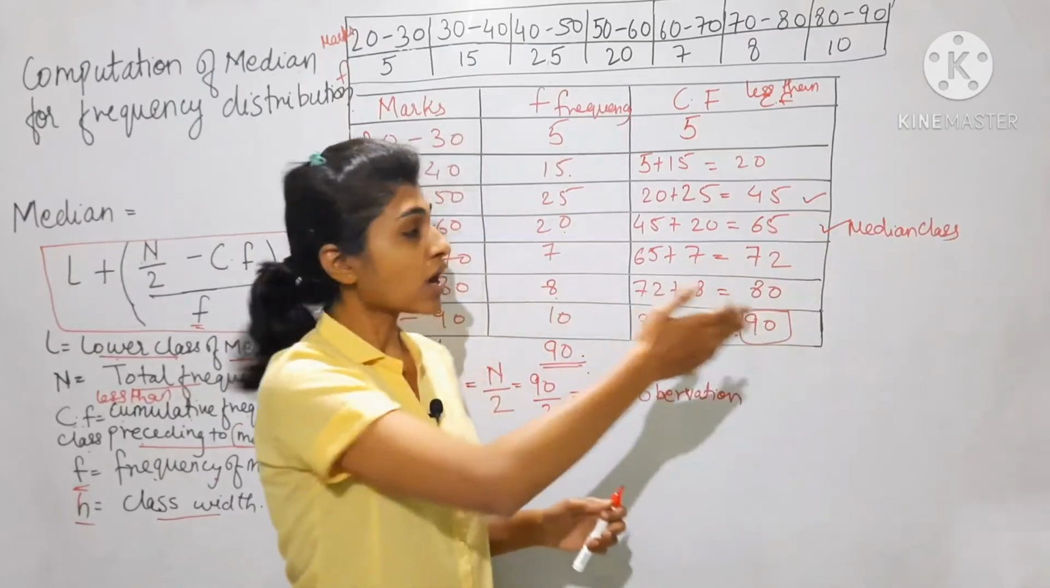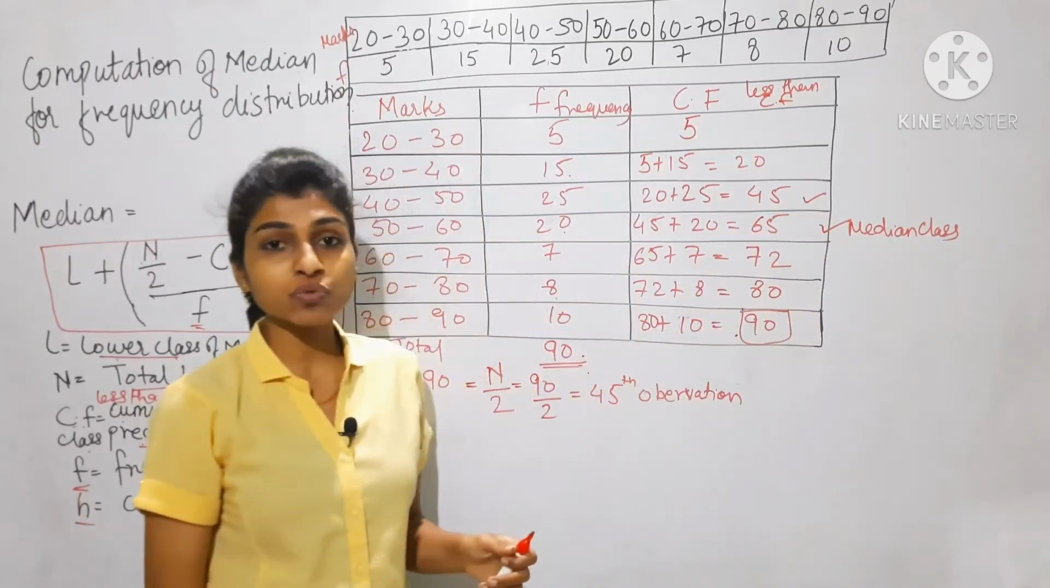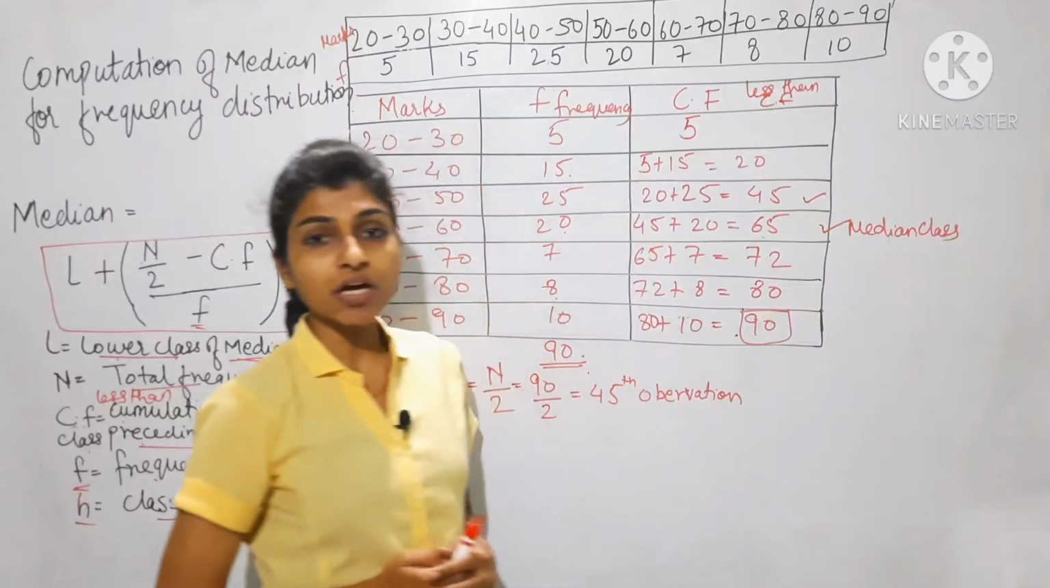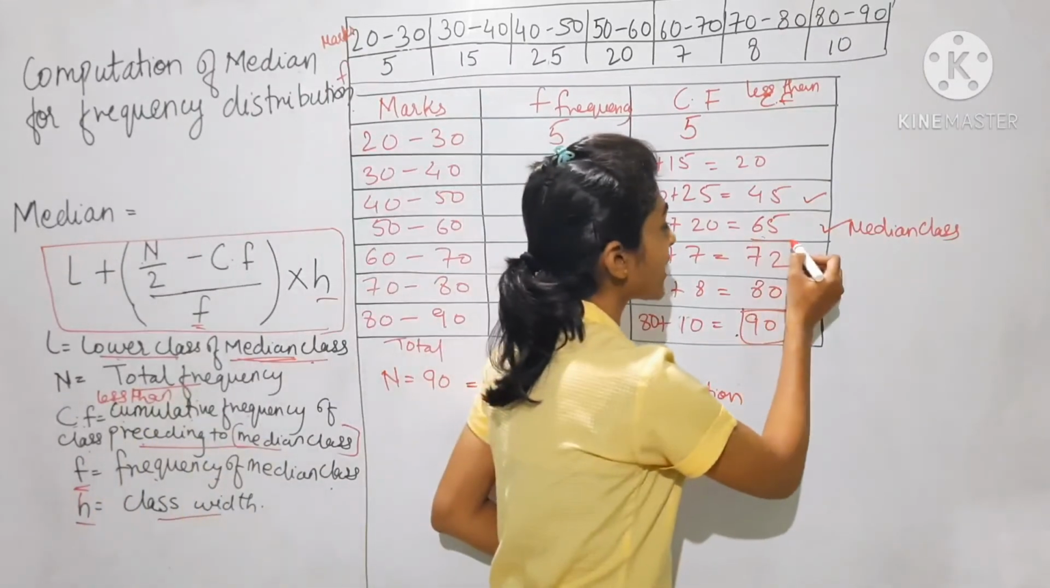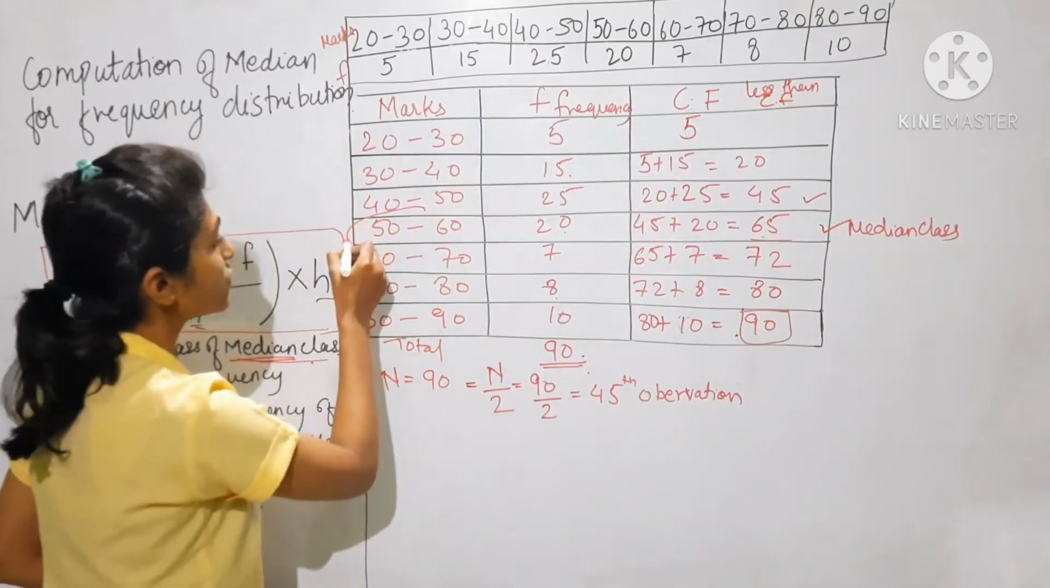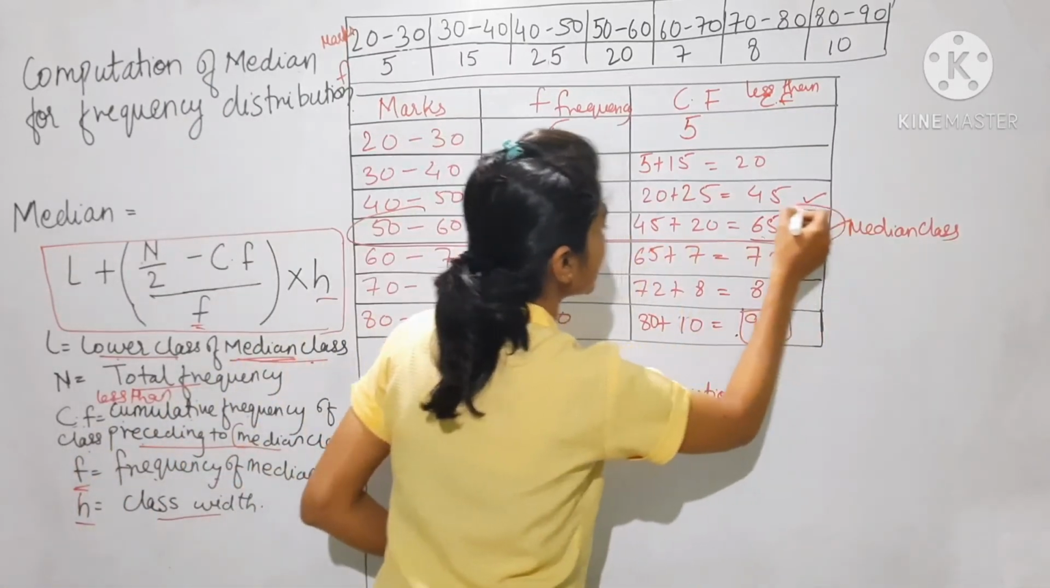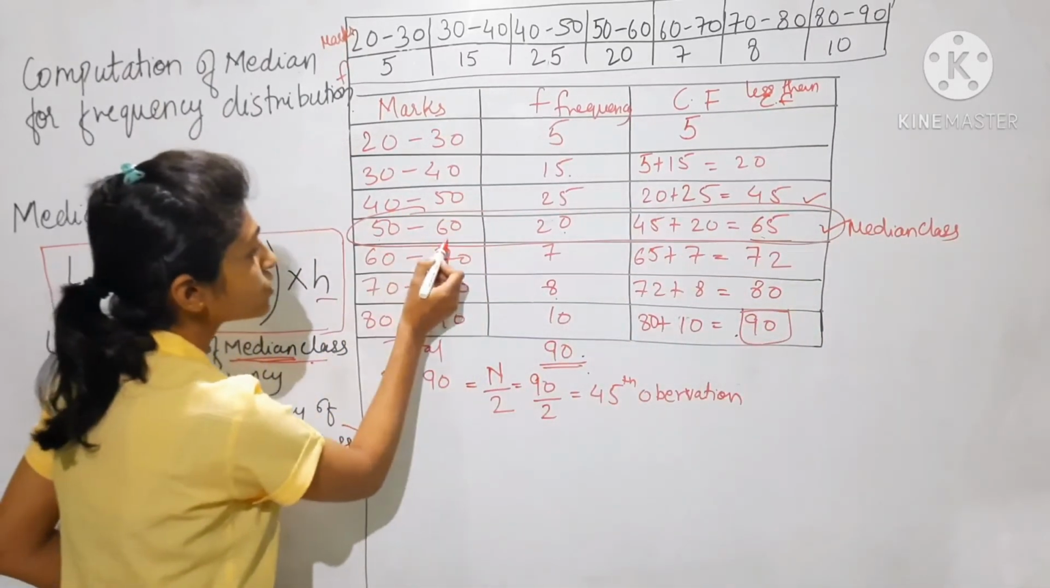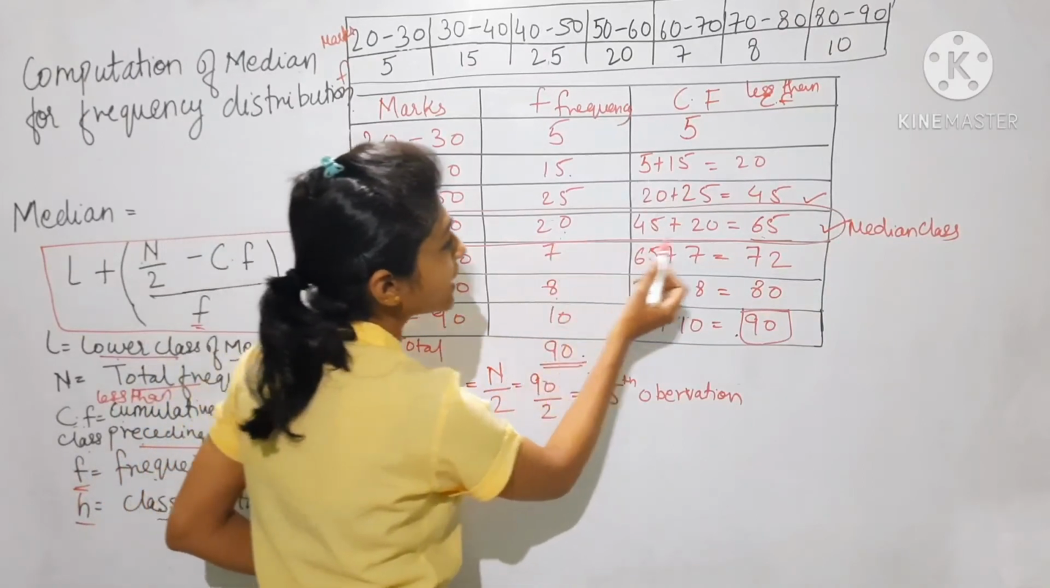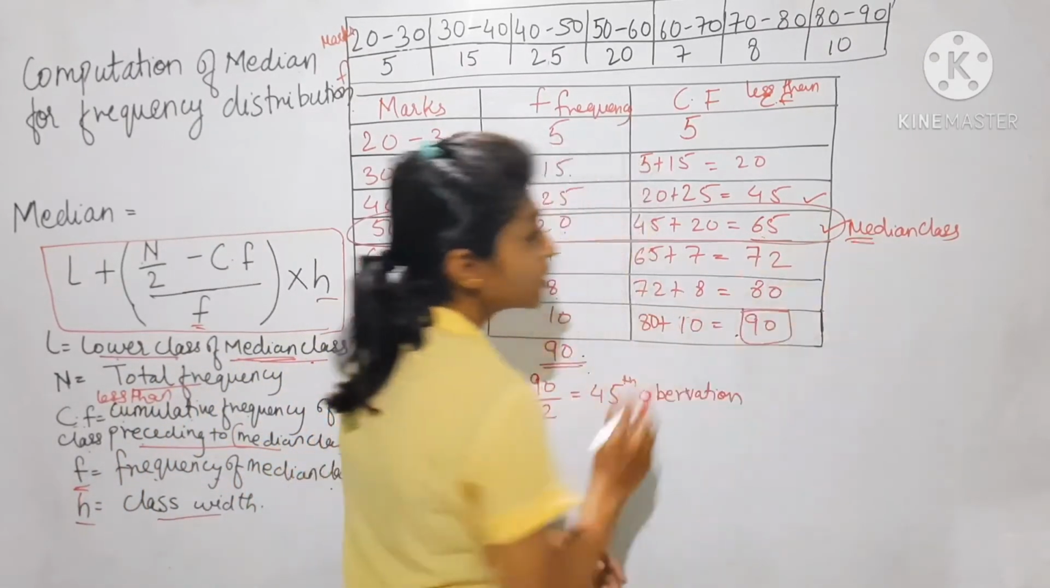Immediately which class? Means after 45, the greater number is which number? 65 is the greater number. So 65, this whole class will be the median class. Okay, 50 to 60, the frequency is 20, and 65, this will be the median class.